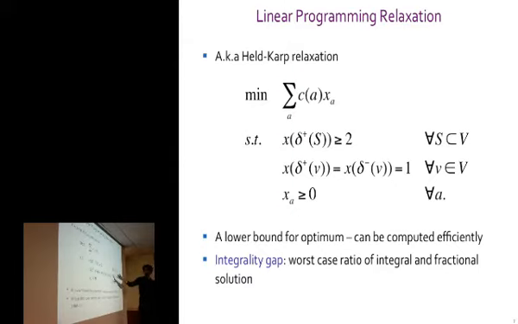Okay, so we cannot solve the integer program. We relax it and we allow these x values to be fractional. This linear program can be solved optimally using, for example, the ellipsoid method. You should not be worried about it. Also, the integrality gap is defined as the worst case ratio of the optimum integer solution and the optimal solution of this linear program. Is it clear?